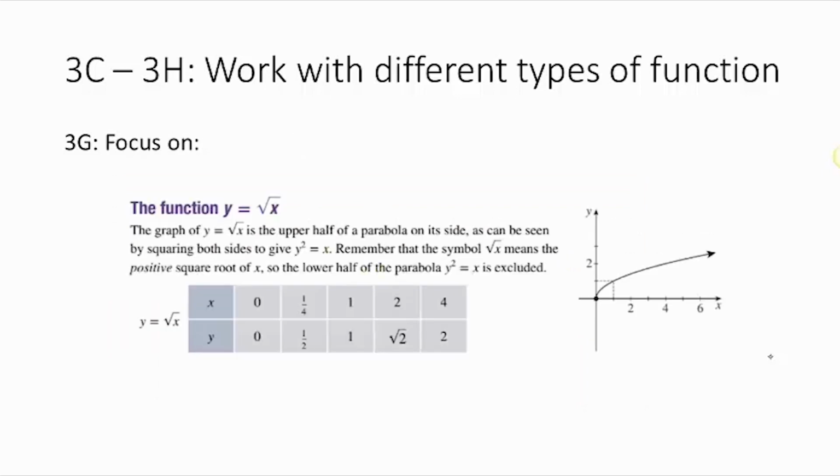And then move on to the function y equals the square root of x. So the idea that this is half a parabola on its side. So we're talking about y equals square root of x as they mentioned in chapter 2. You go back and perhaps remind them of that at that point. It means the positive square root of x. So that's the upper half of this parabola. And talk about that being a function. What about if it was plus or minus root x?